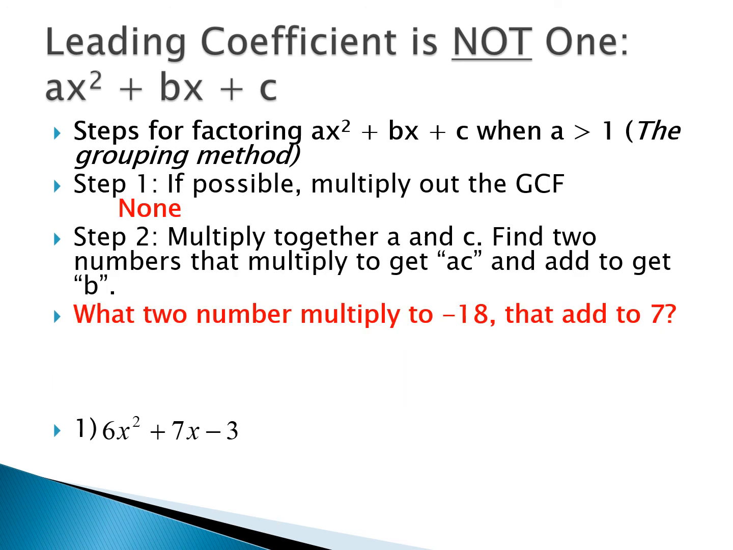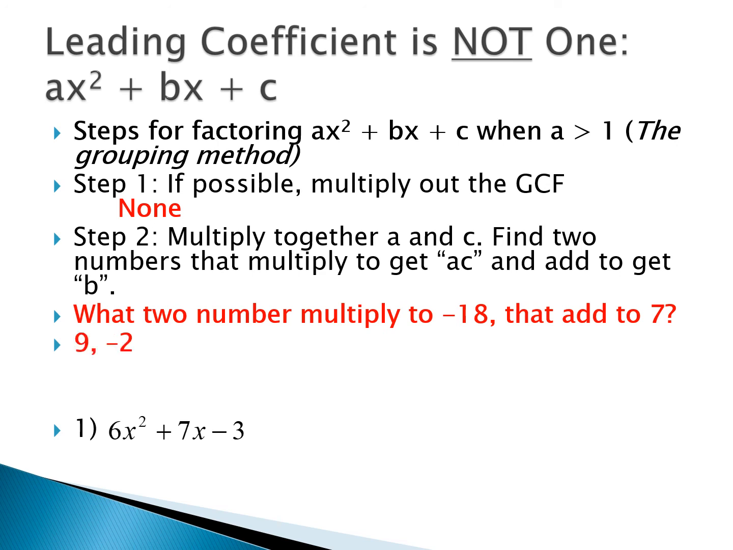So your first step is, if possible, multiply out the GCF or divide out the GCF. In this case, there is none. So we can move on to step 2. Step 2 says multiply together A and C. So multiply together the 6 and the -3 in this case. And you want to find two numbers that multiply to get AC and add to get B. This is similar to that other process when it was just 1x squared, with two numbers multiplied to get the third that add to get the second. But we do need to multiply AC together. So what two numbers multiply to get -18 that add to get 7?